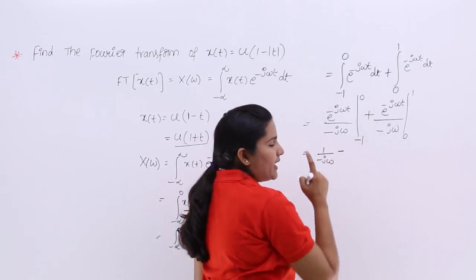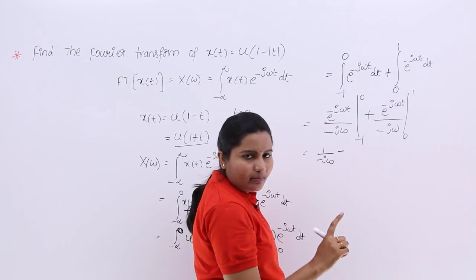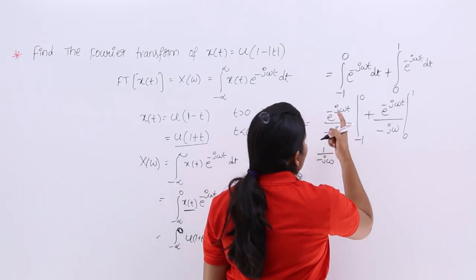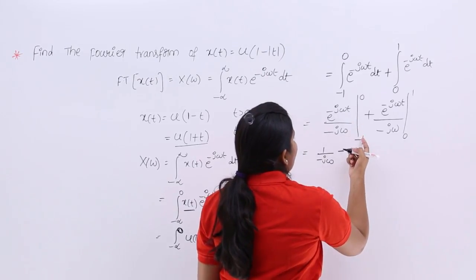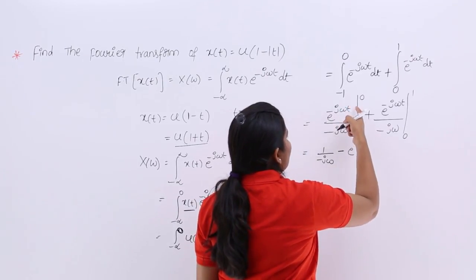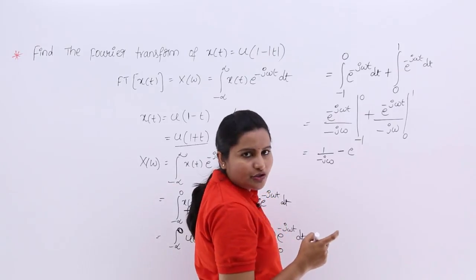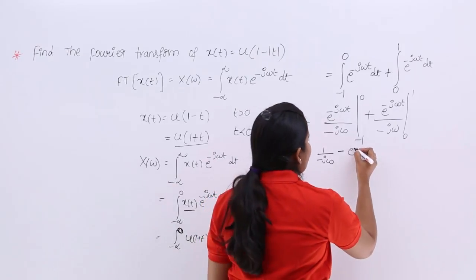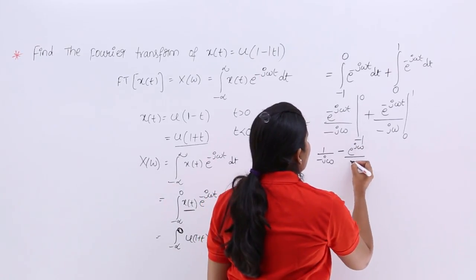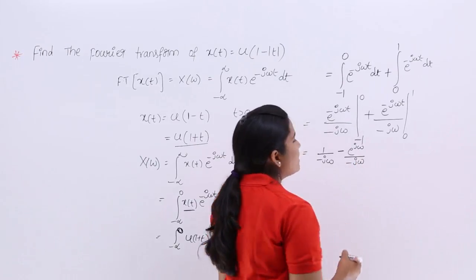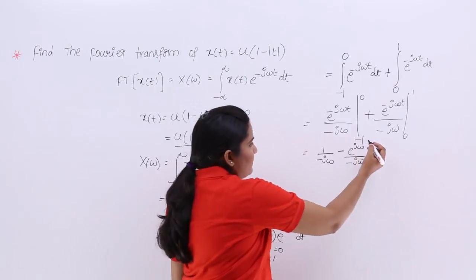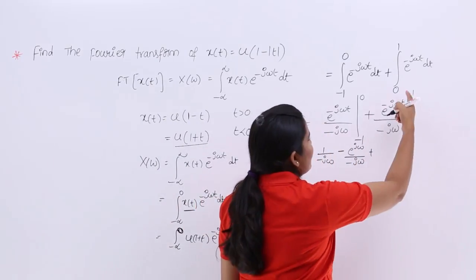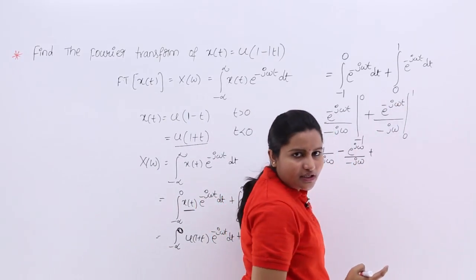So, when I applied the upper limit, I need to take minus of the lower limit. Here, minus lower limit means we need to substitute t equal to minus 1, so e power minus 1 in place of t. If you substitute minus 1 in place of t, you will get e power j omega divided by minus j omega. So, this is what we are going to get, plus we are having this integration result.